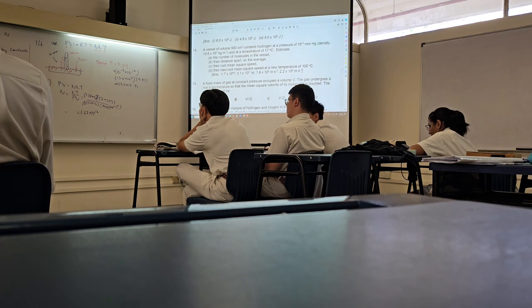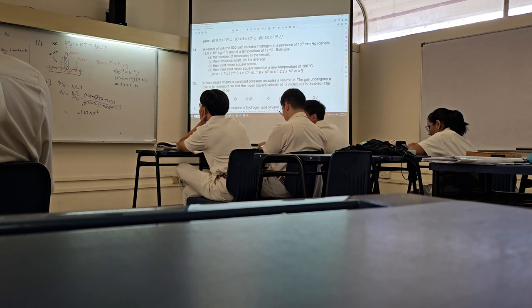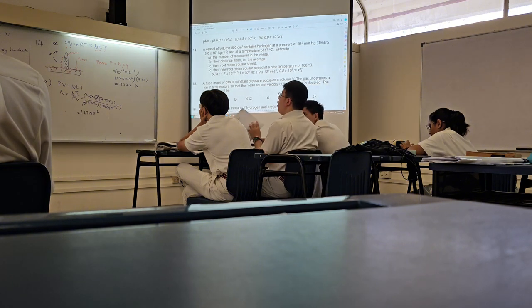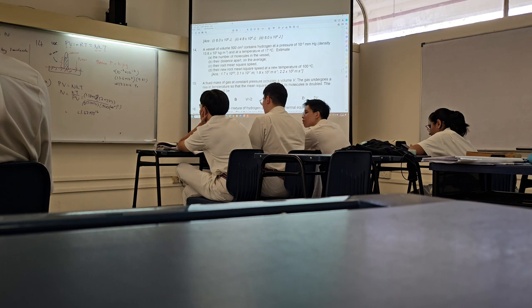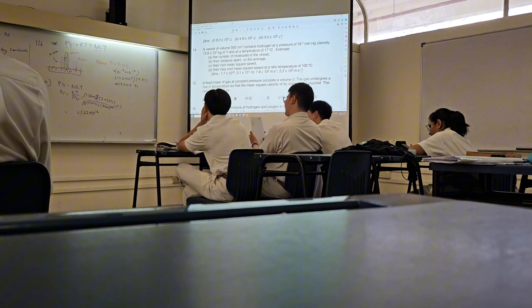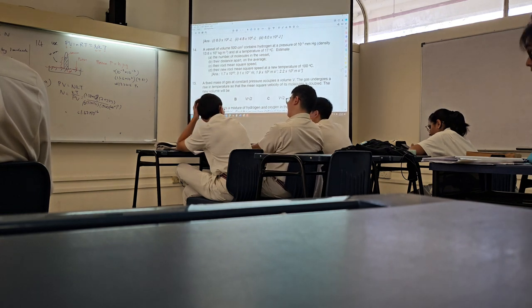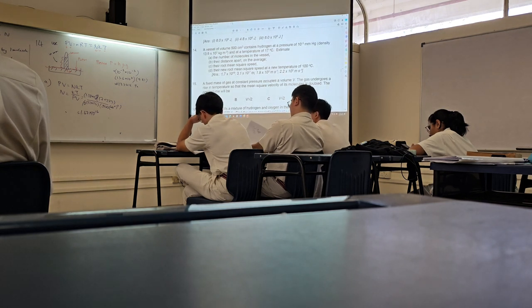So you take the ratio, because I know the new temperature, I know the old temperature, and I know the old mean square speed. So you have to find the new mean square speed. I don't think it's possible to directly calculate with the new temperature, right?